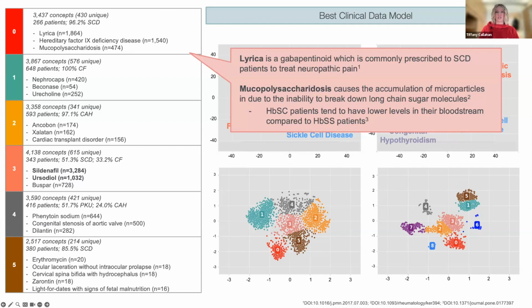HBSC is one genotype or phenotype, because it's Mendelian for sickle cell disease, one of the observed phenotypes. Patients with it tend to have lower levels of it in their bloodstream compared to patients with the more severe HBSS phenotype. And so what you're seeing here is this additional context. We had to get this from the literature, but these kinds of explanations to justify the most important concepts we saw in this first cluster, that's something we're hoping we can get from the knowledge graph. But before we get to that, let me show you the next 2 clusters.